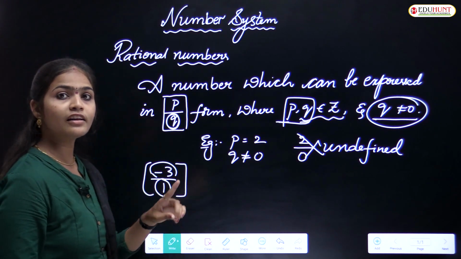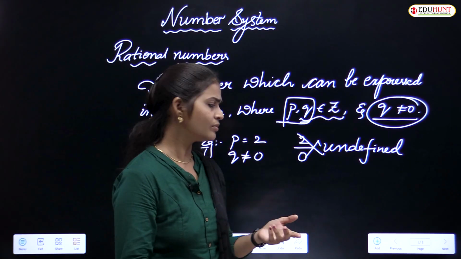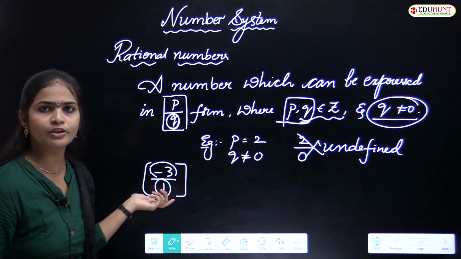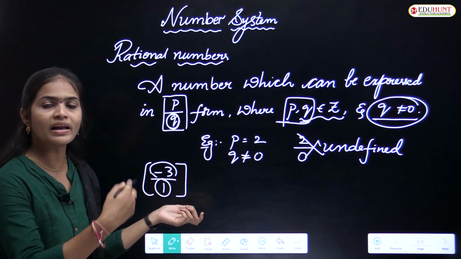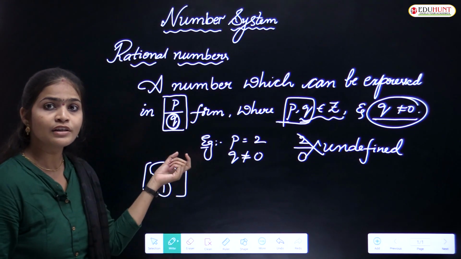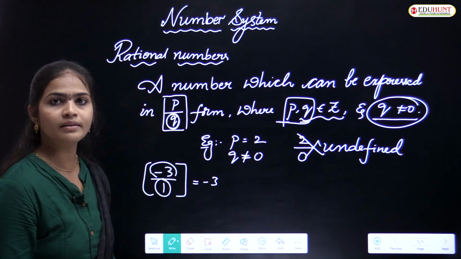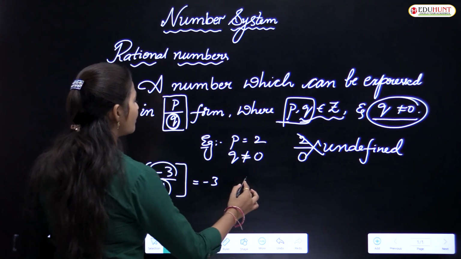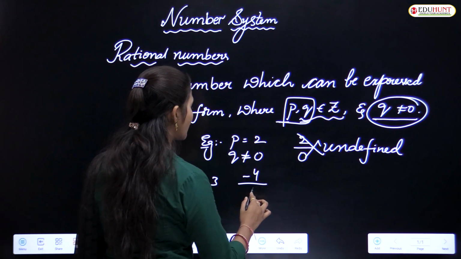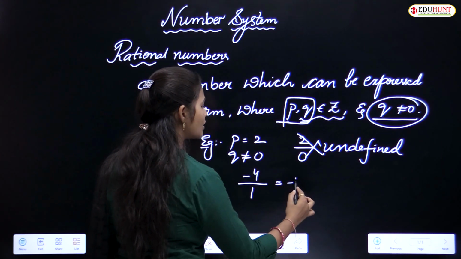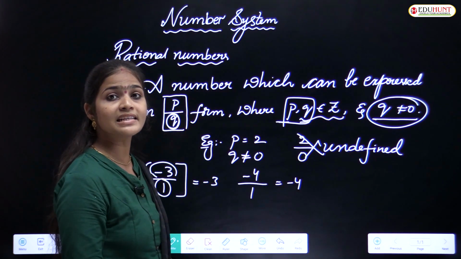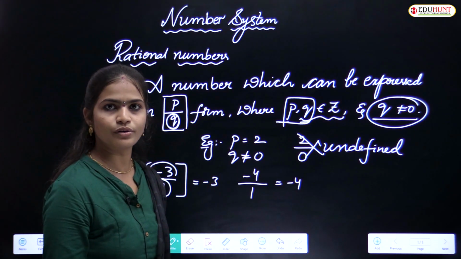If you have 1 in the denominator, then you will get the same value only, no? Minus 3 by 1. So 1 into minus 3 is equal to minus 3. So what will you get in the quotient? Again you will get minus 3 only. And in the same way, minus 4 by 1. Again 1 into minus 4 is equal to minus 4, so you will get the quotient as minus 4 only.